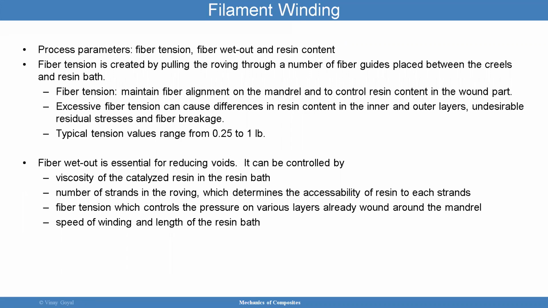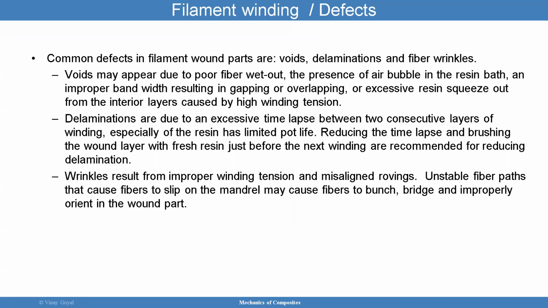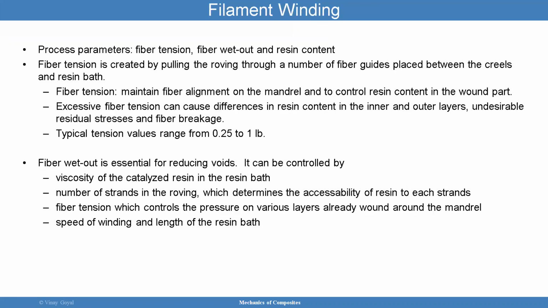Fiber wet out is really nice. It reduces voids. It can be controlled by the viscosity of the catalyzed resin in the resin bath. The number of strands in the roving determines the accessibility of resin to each of the strands. Fiber tension controls the pressure on the layers already wound around the mandrel, and finally the speed of winding and the length of the resin bath. These are the main factors driving speed, and also the main factors for reducing voids. So viscosity keeps coming up as a topic. Just remember that.